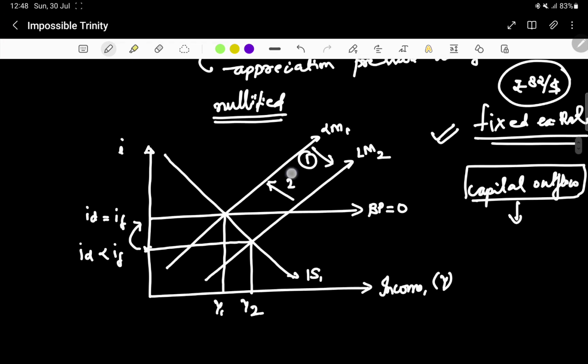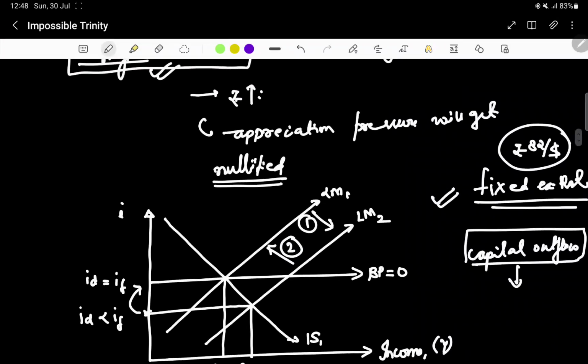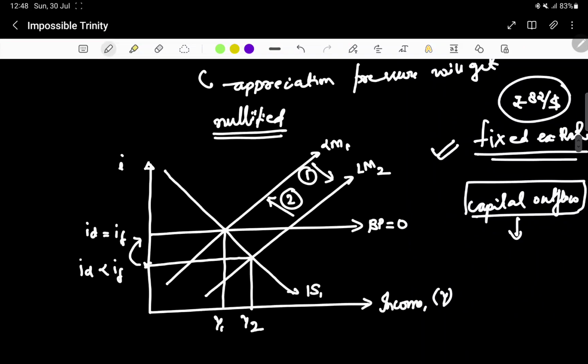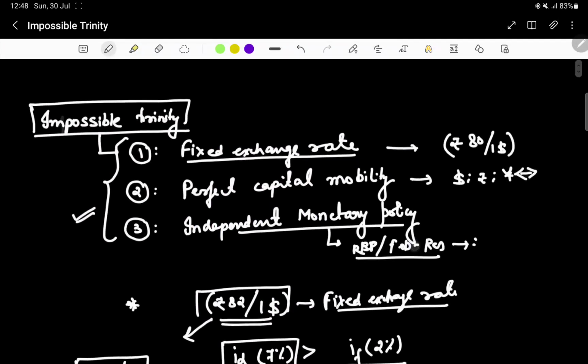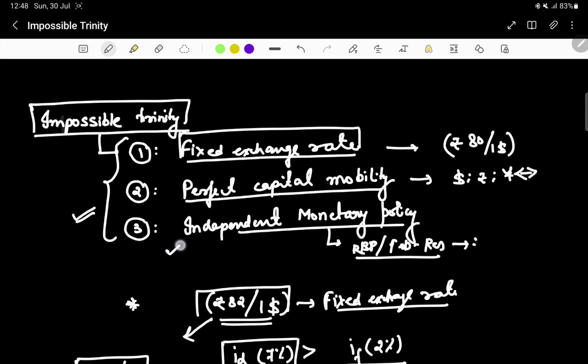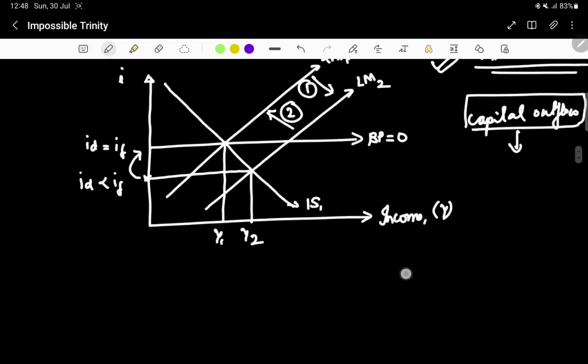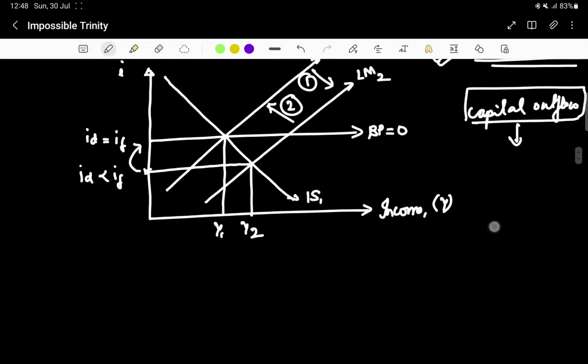So it is now proven that it is not just difficult, actually it is impossible for an economy to ensure all these three conditions that I wrote in the first place: fixed exchange rate, perfect capital mobility, and independent monetary policy. Here we have seen that independence of monetary policy was not exercised because we had perfect capital mobility and a fixed exchange rate. This is what we call a policy dilemma.